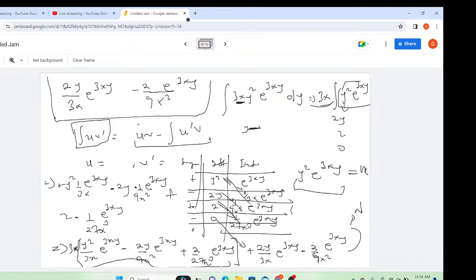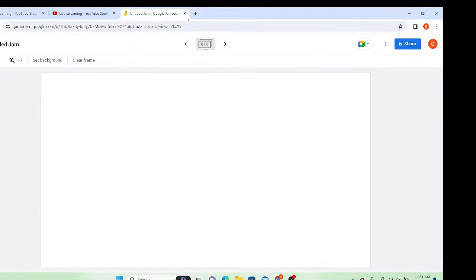Integral of 3xy squared exponential 3xy dy. We want to integrate this with respect to y. So we can actually bring our 3x out. Then we are left with y squared exponential 3xy.